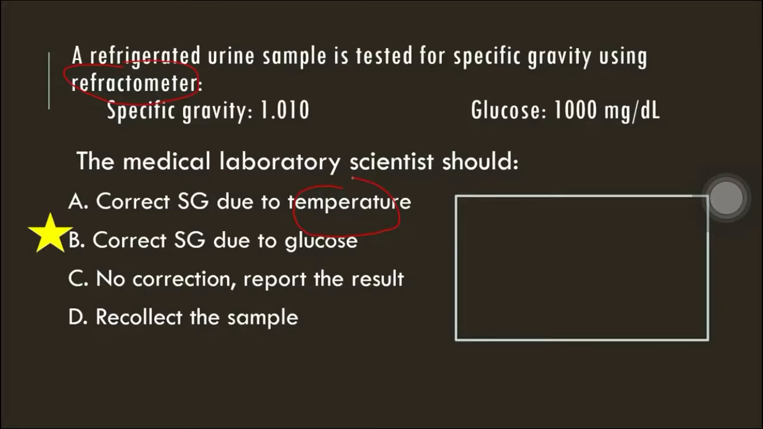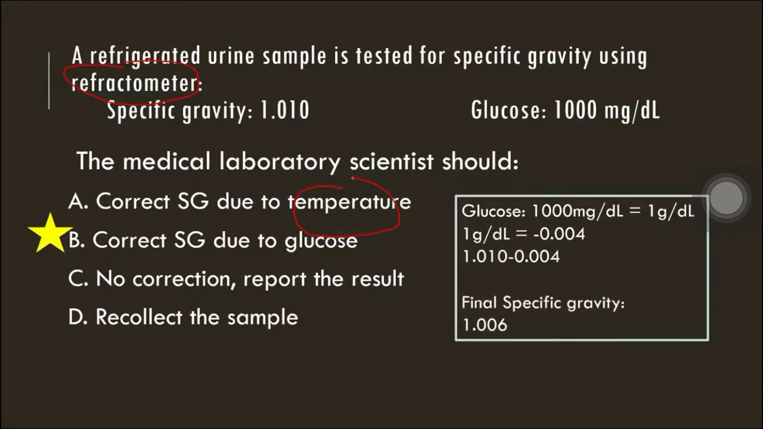That is the urinometer. So for example, you are asked to solve for the final SG. How will you compute it? The initial SG is 1.010. What is our general rule for glucose? For every 1 gram per deciliter, you subtract 0.004. Here, the given is 1000 milligrams per deciliter, equivalent to 1 gram per deciliter. So you subtract 0.004. 1.010 minus 0.004 yields 1.006. That is the final specific gravity.